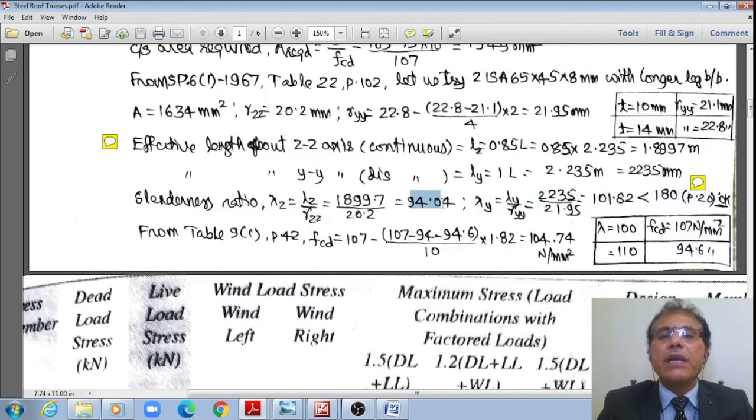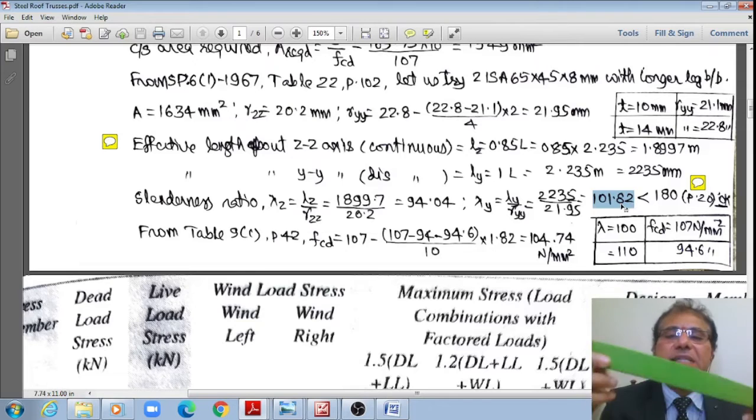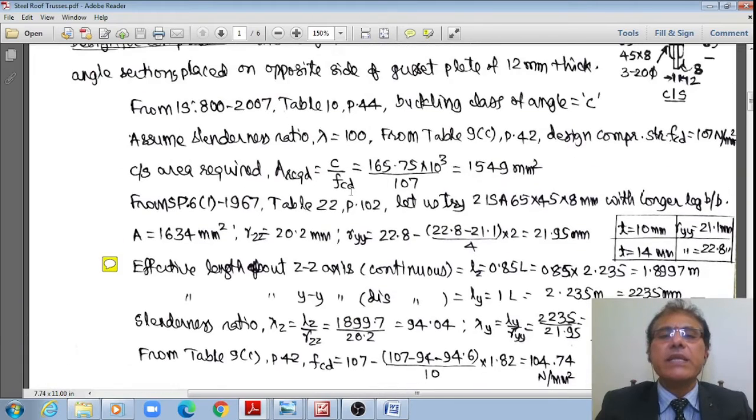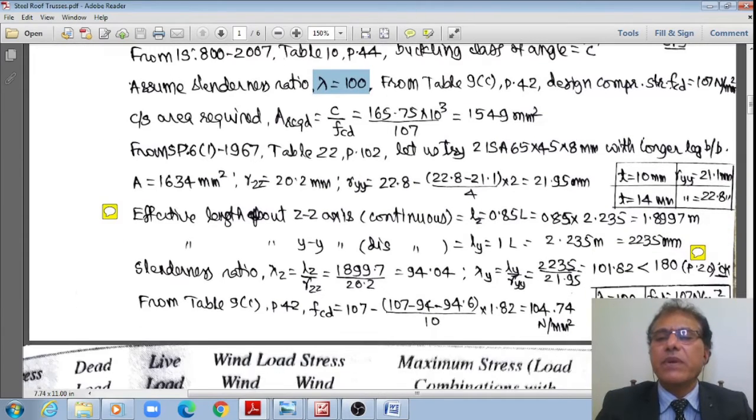Out of these, 94.04 and 101.82, what governs is 101.82 about the minor axis, because of this K value, assuming it to be connected only between these two panels, which is like a discontinuous member. Though it is not discontinuous about the y axis, it is treated as discontinuous. Therefore, it will be designed for 101, whereas in the initial assumption we assumed lambda is equal to 100. Therefore, our assumption is true.